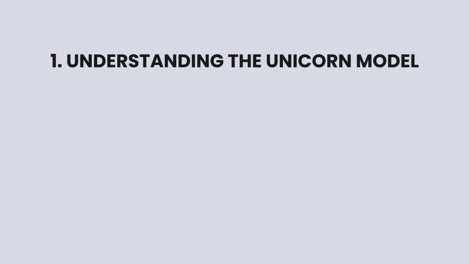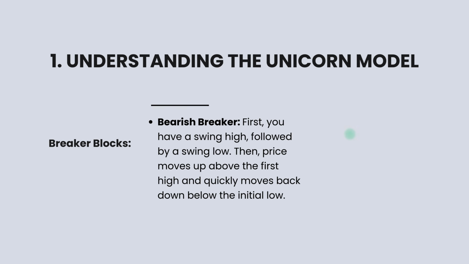Let's get started. The unicorn model consists of 2 main components, breaker blocks and fair value gaps. Let's understand each clearly. Breaker blocks. A breaker block is a simple structural pattern, bearish breaker. First, you have a swing high, followed by a swing low. Then, price moves up above the first high and quickly moves back down below the initial low. In the live market, it looks like this.